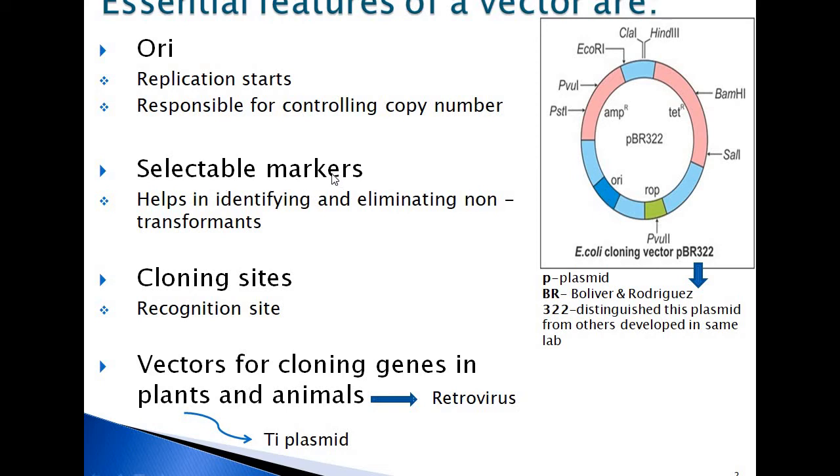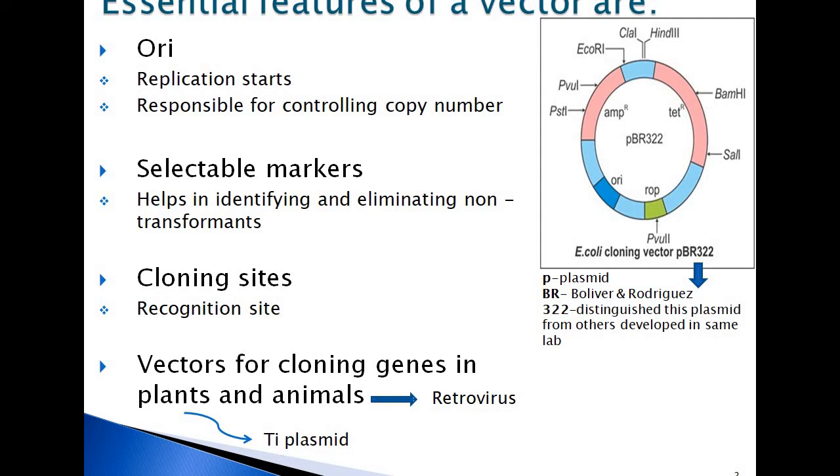The second one is the selectable marker. It helps in identifying and eliminating the non-transformants and permitting the growth of the transformants. Now first of all, what are transformants? The host organism into which your desired gene of interest has been passed is called a transformant. We can also call it a recombinant. And the host organism into which your gene of interest has not been passed is called a non-transformant, or we can say non-recombinant.